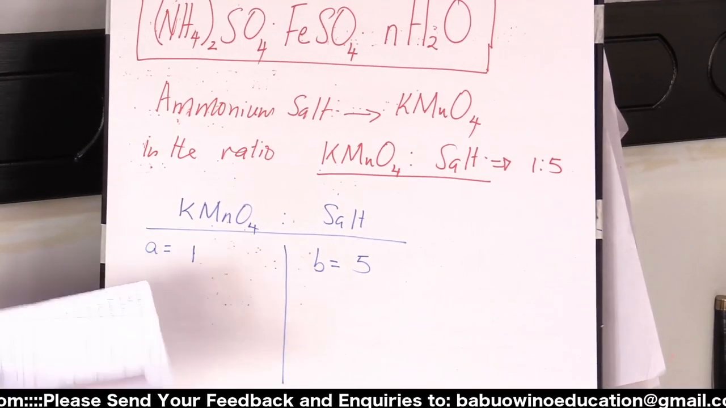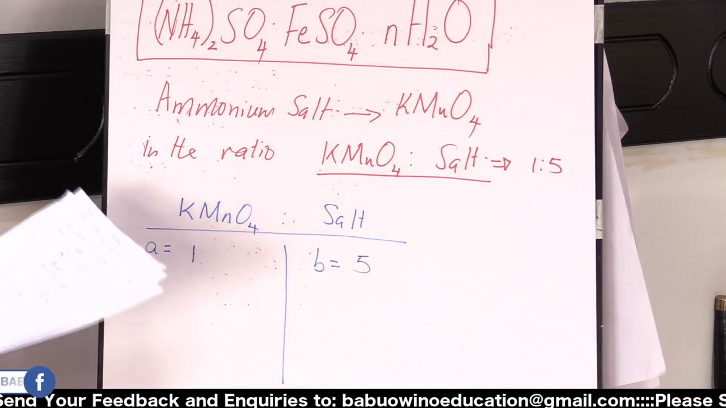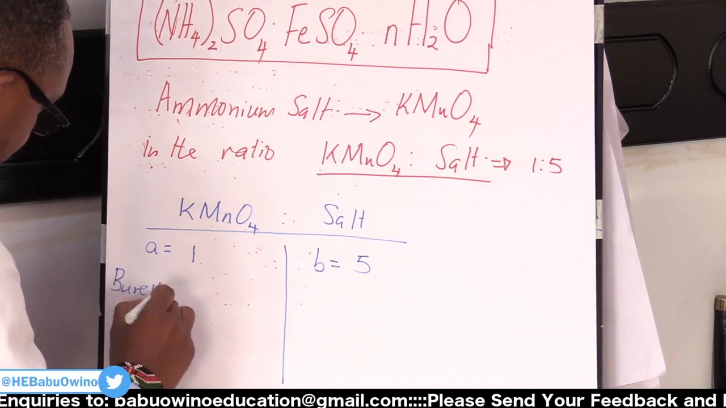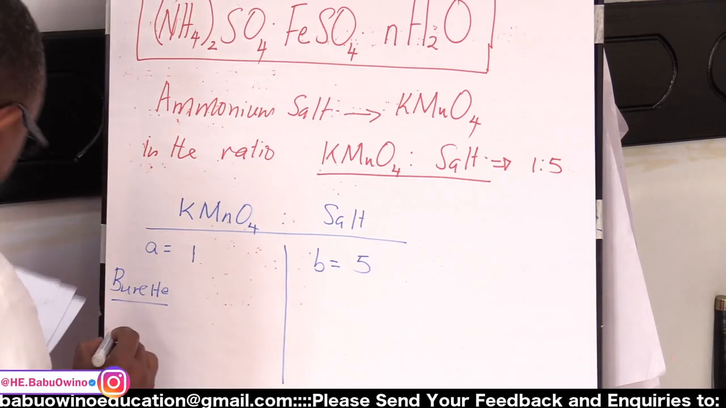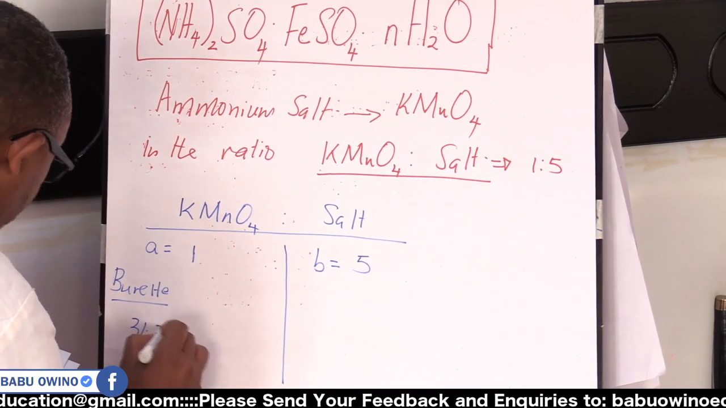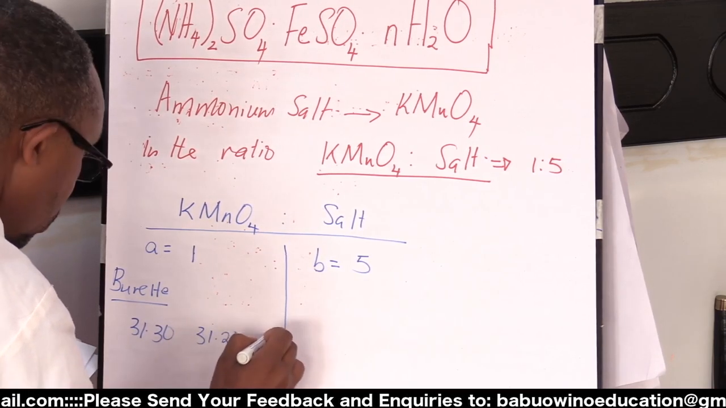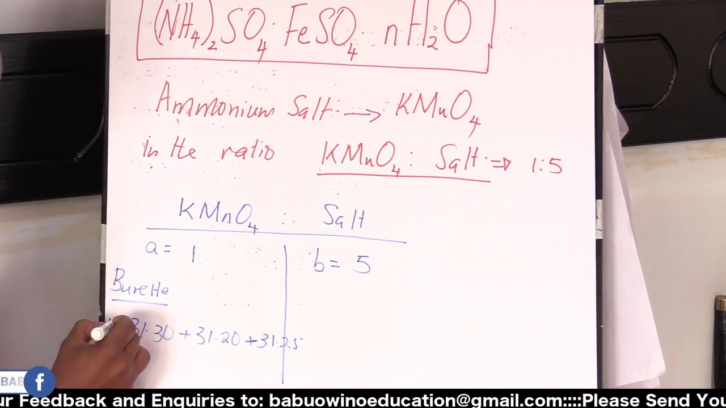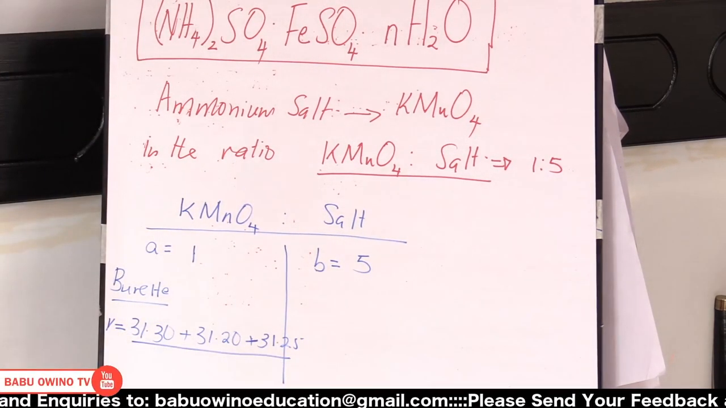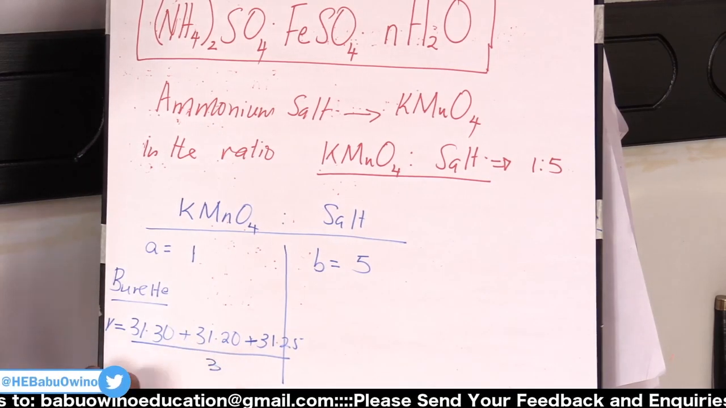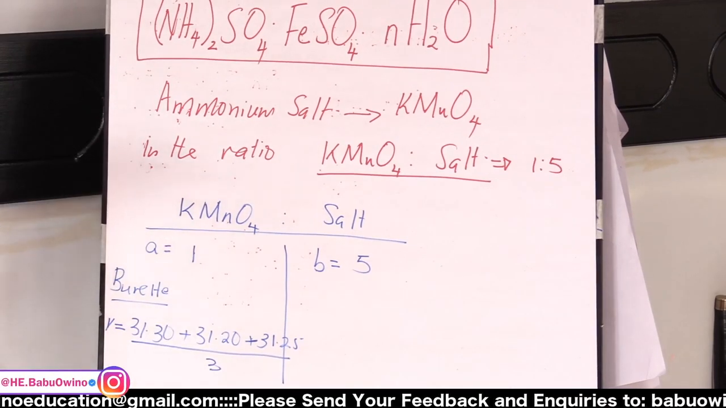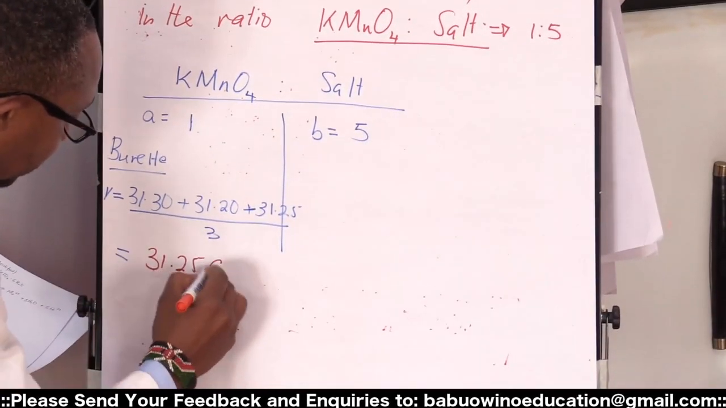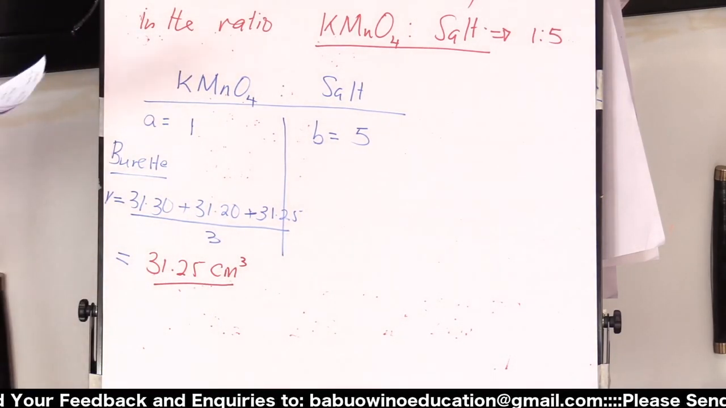So I can give you some hypothetical values here from your burette: 31.30, 31.20, and 31.25. These are hypothetical values. So the average volume of these three, they are all within 0.2, so you divide them by 3. Very simple stuff. In this case, from my workings here, I get 31.25 centimeters cubed. That is the value I've been given.